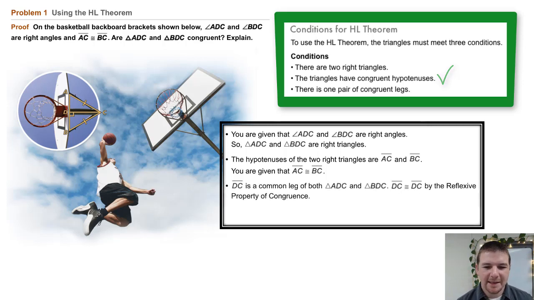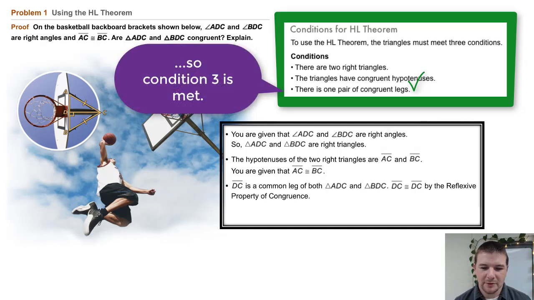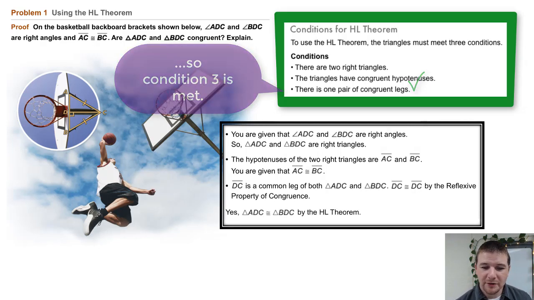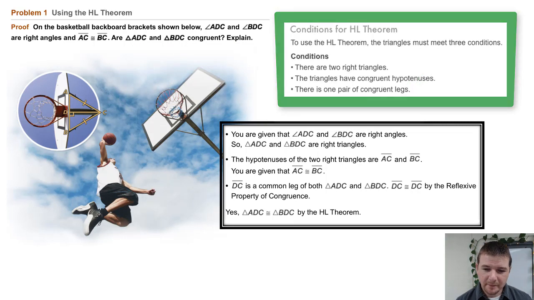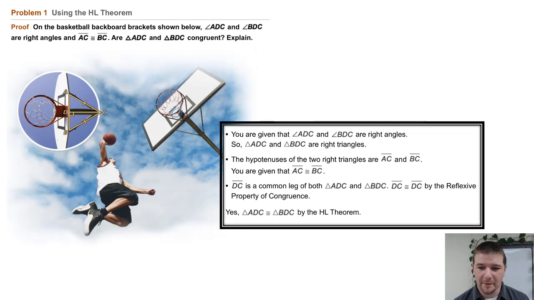Segment DC is a common leg of both triangle ADC and triangle BDC. So segment DC is congruent to segment DC by the reflexive property of congruence. And yes, triangle ADC is congruent to triangle BDC by the hypotenuse leg theorem.